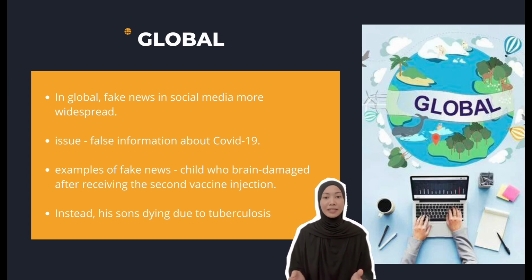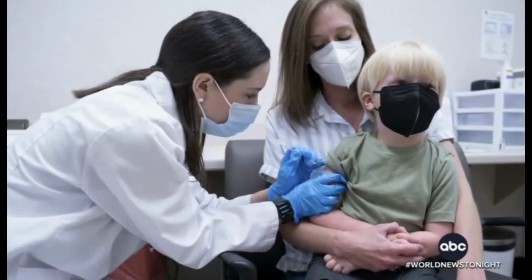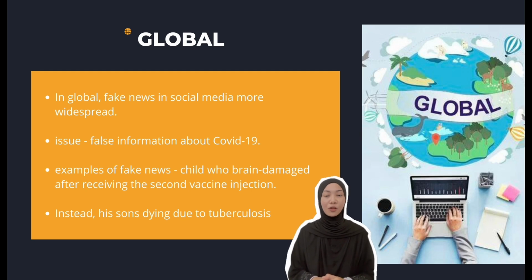An example of fake news is a child who got brain damage after receiving the second vaccine injection. Instead, his son died due to tuberculosis, not because of the smallpox vaccine. Thus, spreading false information risks a person's life because this story could harm their health.